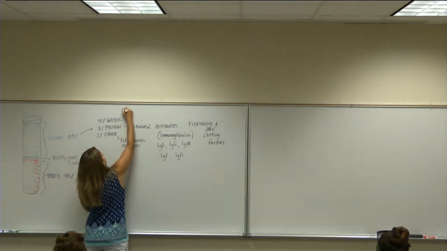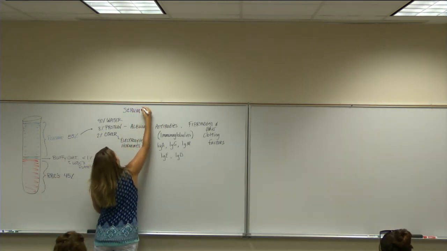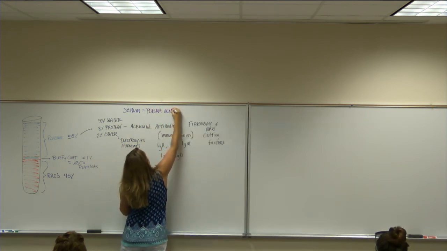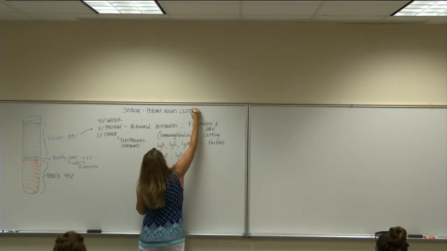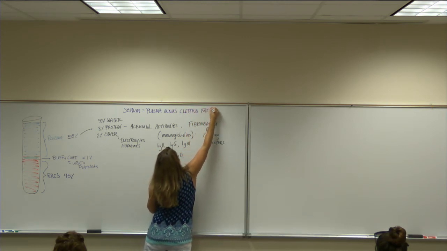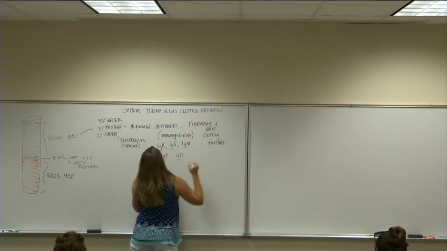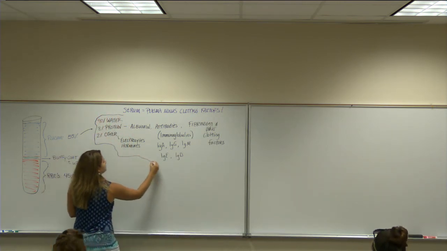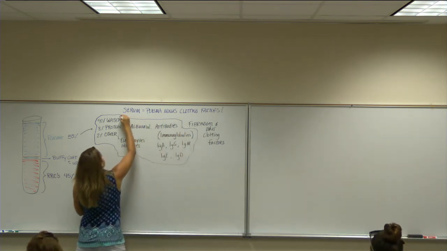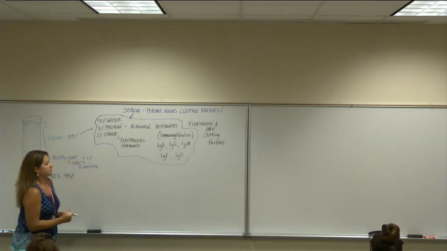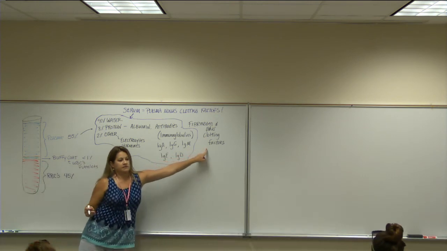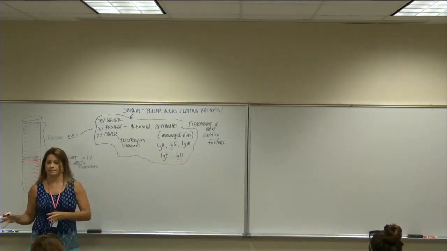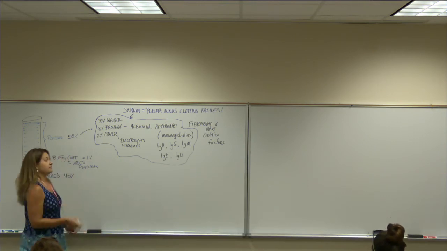So we'll say serum equals plasma minus clotting factors. I'll just circle everything that's in serum. That is serum. These are in plasma only. That is the difference between plasma and serum. No clotting factors in serum.